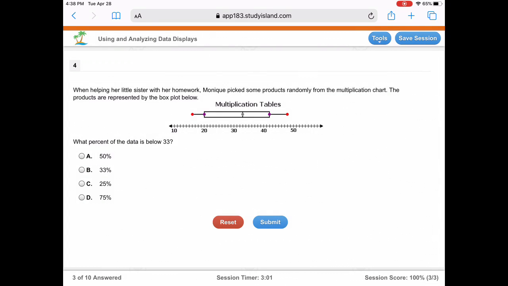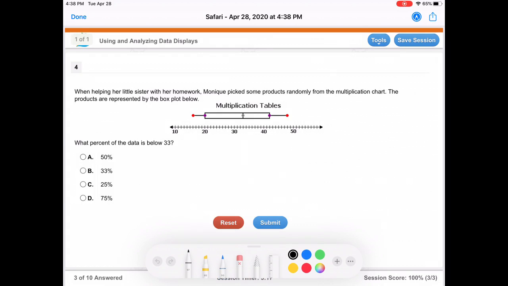Next question deals with a box and whisker plot. And with the box and whisker plots, remember, every section of the box and whisker represents 1/4. That's why they call them quartiles. So every section is 25%. So when we are looking at what percent of data is below 33, so 33 is right here. So anything below that, there are 2 sections. So we've got 25% and another 25%. So it's 50% of the data is below 33.